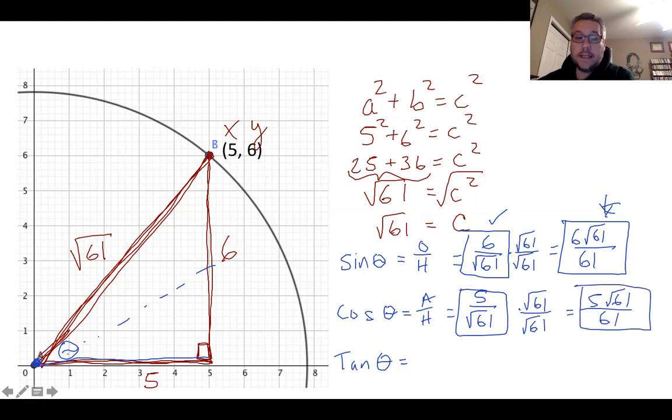And then finally, tangent is a fancy word for the opposite side over the adjacent. It's that ratio. So the opposite here is 6, and the adjacent is 5. Done. So again, you're finding the 3 trig ratios of a right triangle: sine, cosine, and tangent. 2 down, 1 to go.